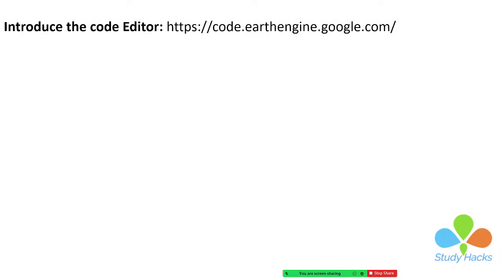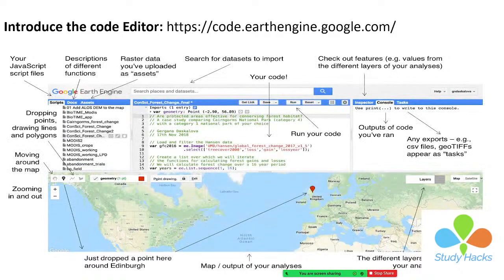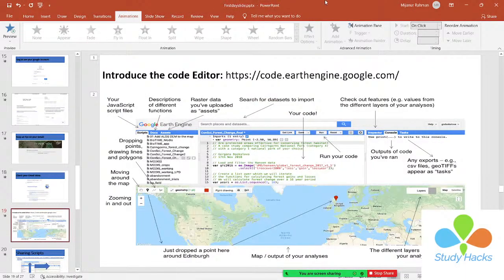This link is code.earthengine.google.com. This is the Earth Engine code editor, a web-based IDE for the Earth Engine JavaScript API. This is the environment for writing your JavaScript code. Here you don't write Python code, because this is the JavaScript API. So now I will open my code editor and discuss its user interface. Wait a minute, I simply open my browser.